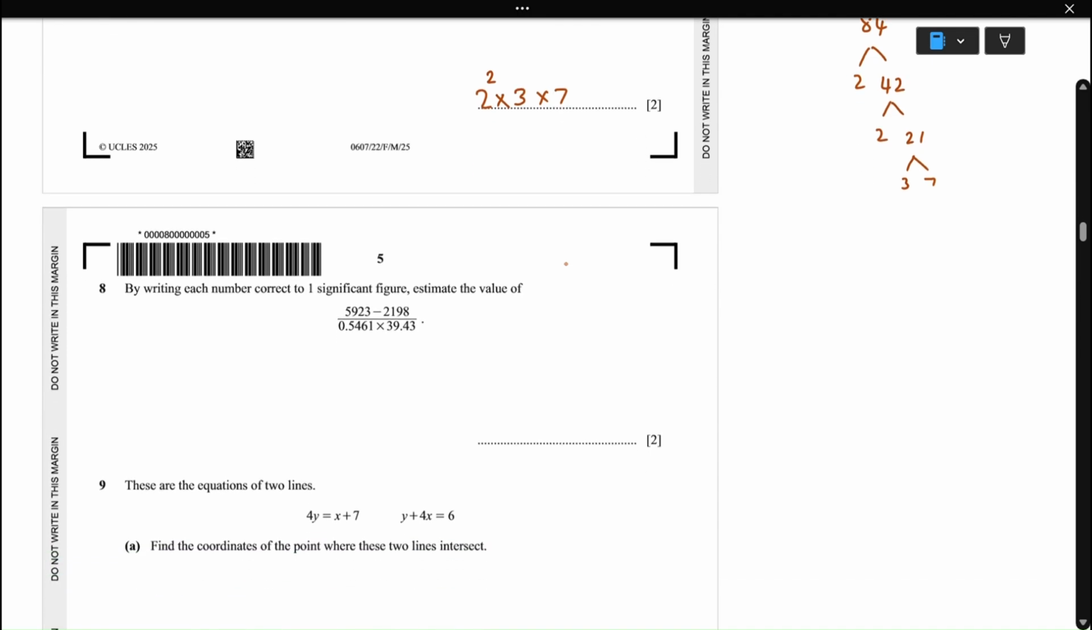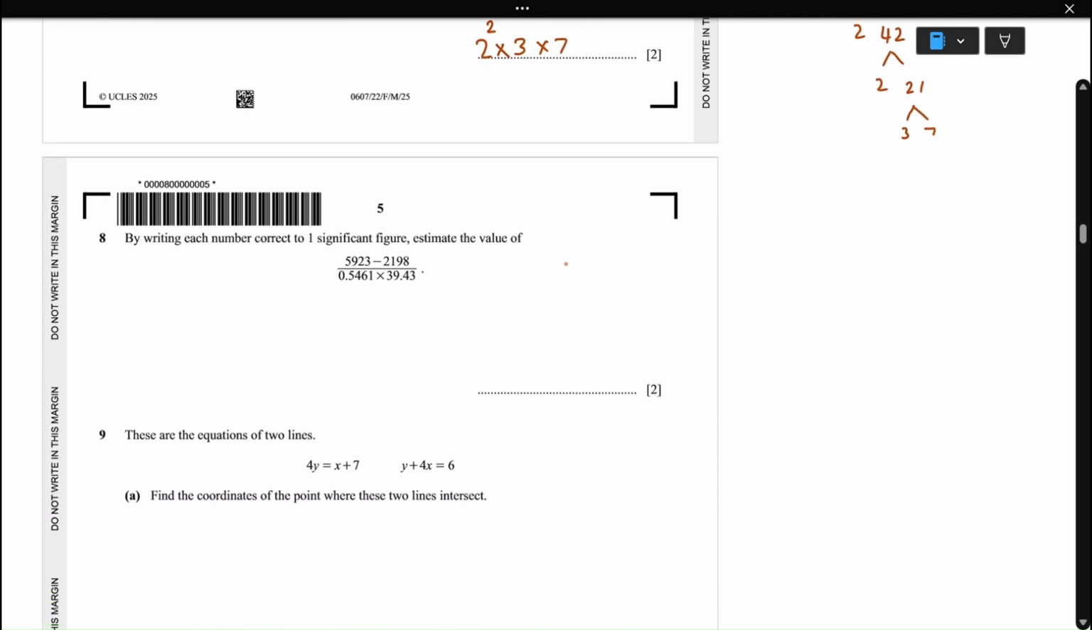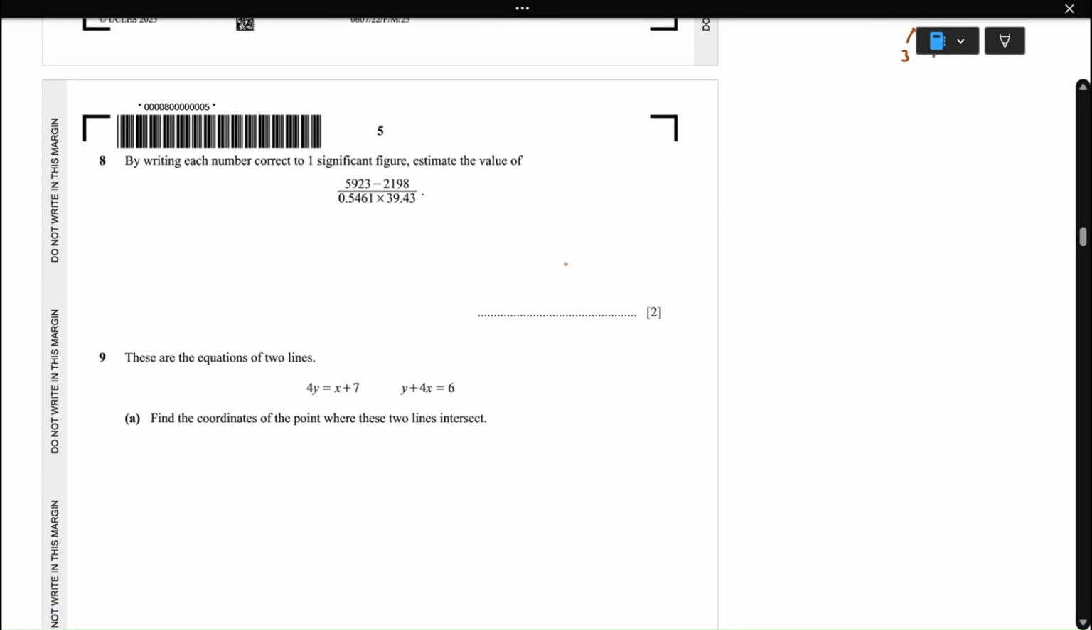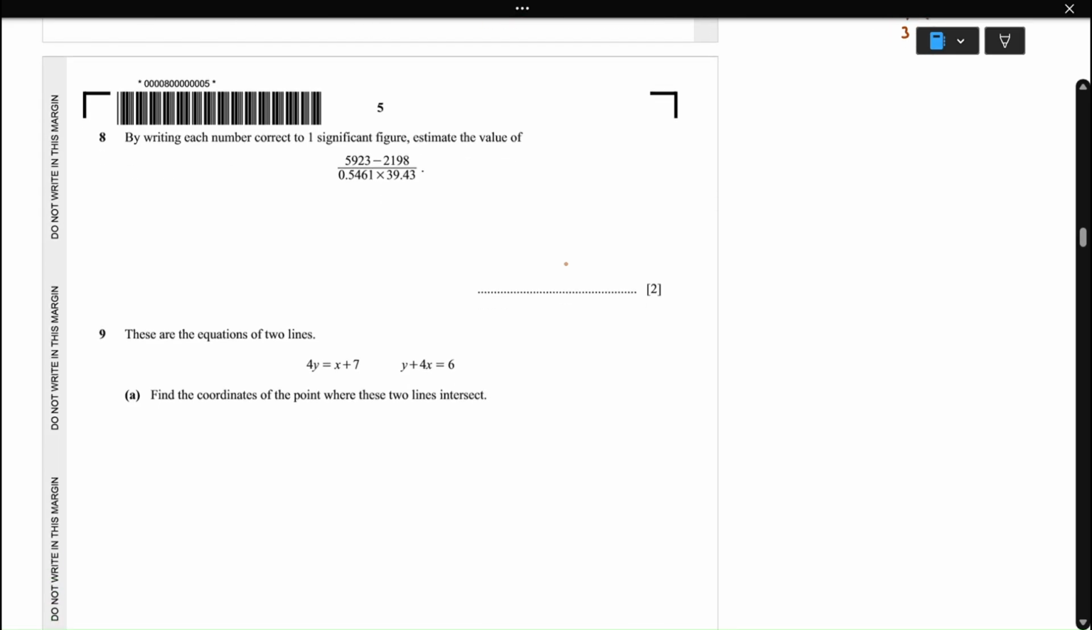Okay, the next question. By writing each number correct to one significant figure, estimate the value of this one. So to one significant figure, first we write 5,923. When you round to one significant figure, 5, just check the next number, which is 9. So it's going to be 6,000 minus here 2,000. We get 1 when we round to one significant figure, so 2, then check the 1. It's not more than 5.